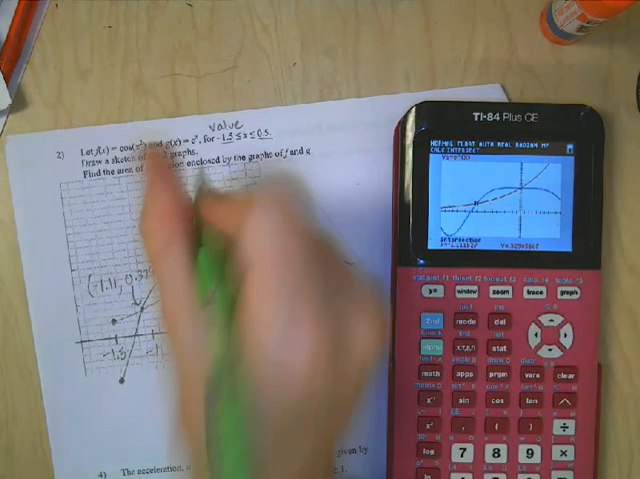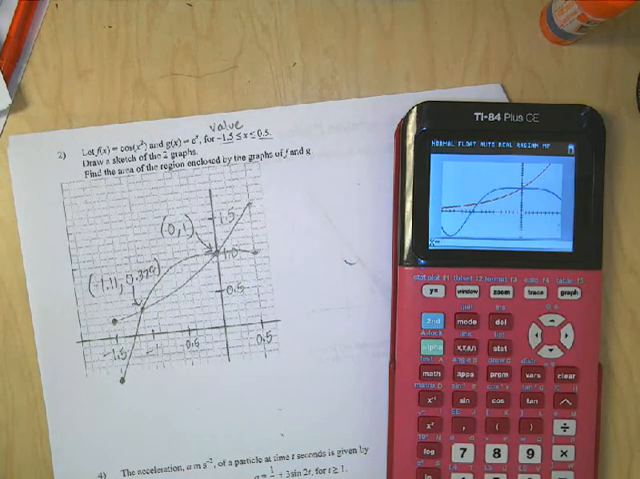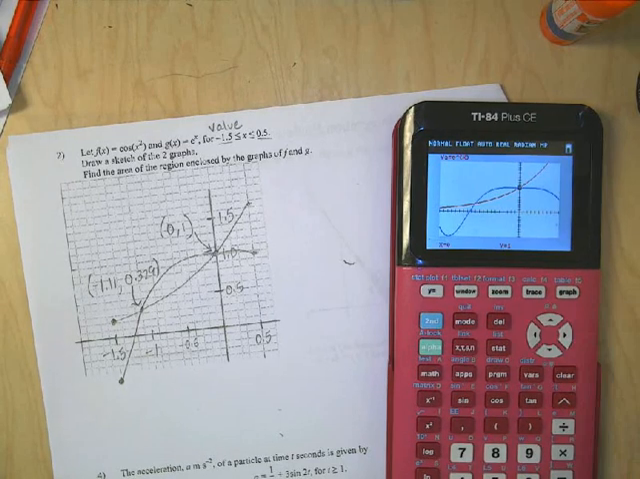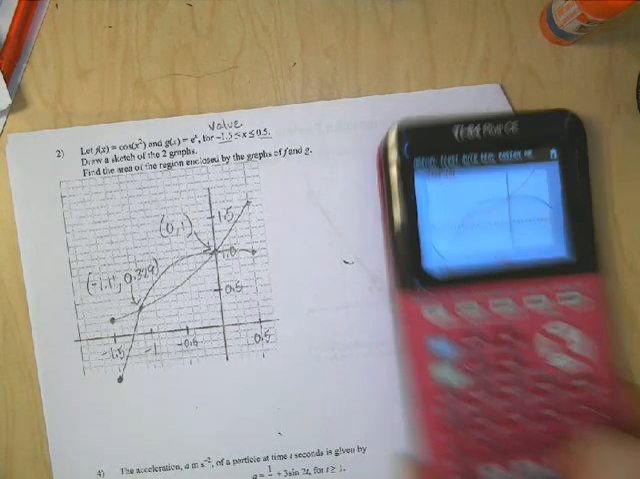An interesting thing: I can do a value and ask for the value when x is 0, and I get 1, and if I switch to the other one, I also get 1. So they really are crossing at 0, 1. It's just that when my calculator approximates it, it gets a little bit off from the actual location, which is kind of weird. All right, so I've graphed them. Now I want to find the area enclosed. So that's this area here.